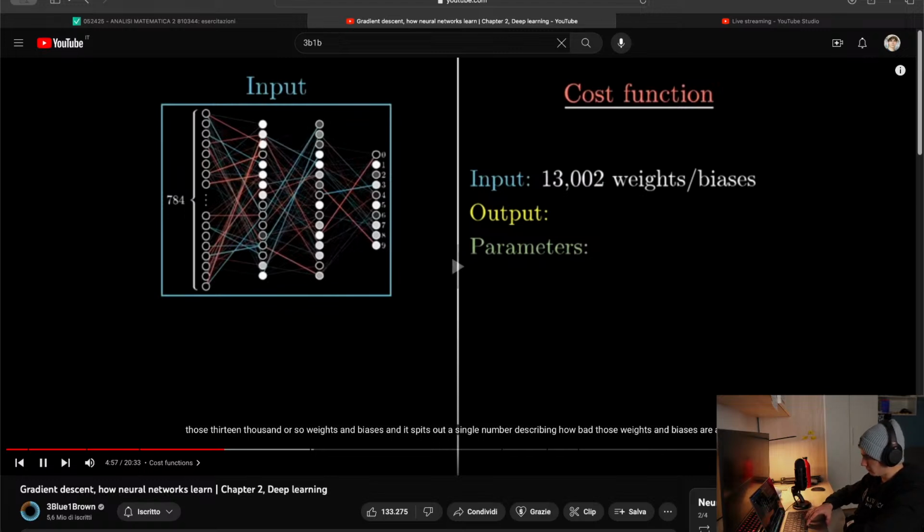And it spits out a single number describing how bad those weights and biases are.